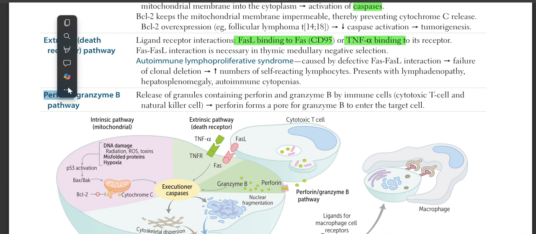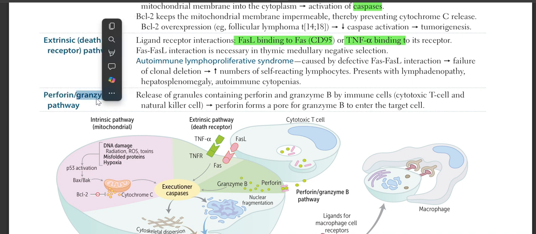And then granzyme is the enzyme which enters the cell and then activates caspases, which then ultimately leads to damage to the internal components of the cell. Perforin perforates and granzymes cause activation of caspases, which then break down the cell. So, any questions with apoptosis?